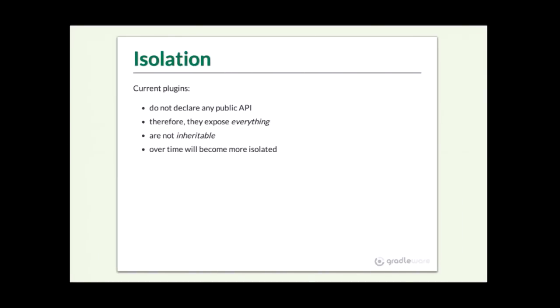Okay, so what's the state now? There are no isolation mechanisms at the moment. So currently the plugins that you have written, as you have written them, when you get them into the plugin portal, they don't declare any public API, so everything is public, so therefore they share everything. One key difference with the new mechanism is they are not inheritable. So if you have a top-level build.gradle file, at the moment in your build script you have a bunch of dependencies. They are inherited by all the child projects. Using this mechanism, they won't be. So if you take a plugin that's written today and use the plugin syntax to apply it, that's not inherited down. That's the one change.